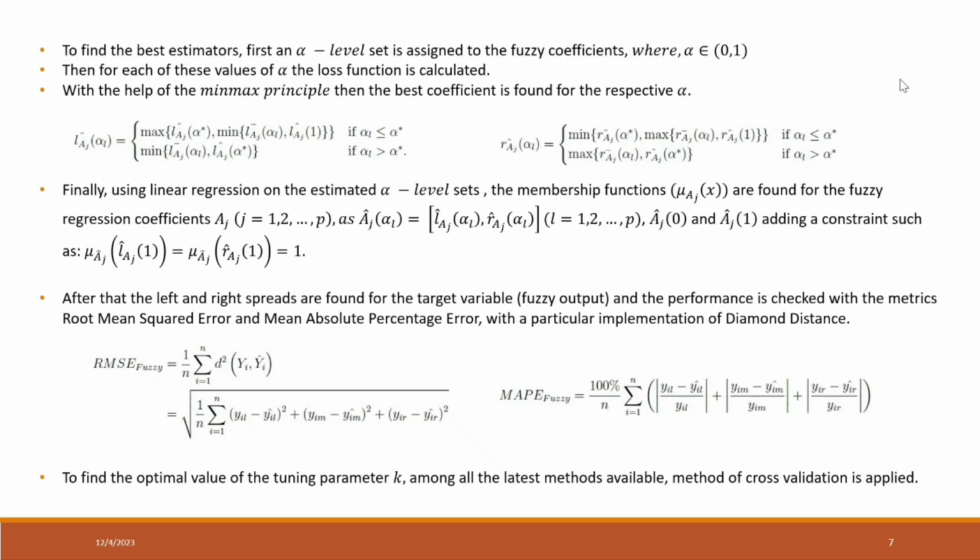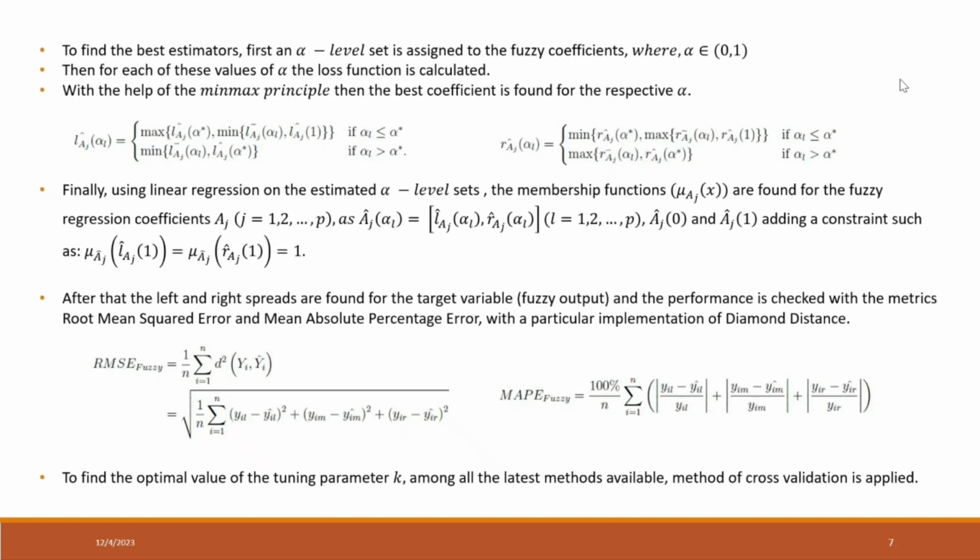Then, for the left, right and middle scenarios, we can apply various performance metrics. Particularly, we have taken the Rahman distance here, and the RMSE or mean absolute percentage error. These two performance metrics can be used to find out the performances, and that is done in our research also. And for the final part, the optimal value of the tuning parameter k. There are various methods available to find the optimal parameter k. One of the latest methods that we have taken here is the cross validation method.